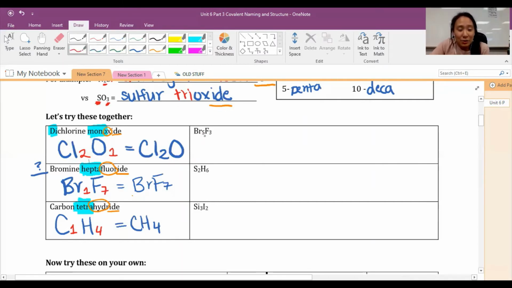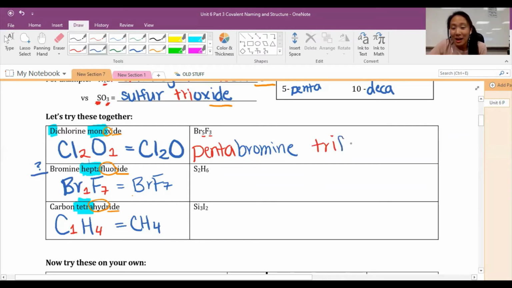Okay, so going back here, you have a 5 and a 3 here. So 5 is penta, so I write the prefix. I'm gonna write the element. Br is bromine, so make sure you're spelling it correctly. 3 is tri, like triangle. And then fluorine, F, turns into fluoride, IDE ending. Okay, very good.